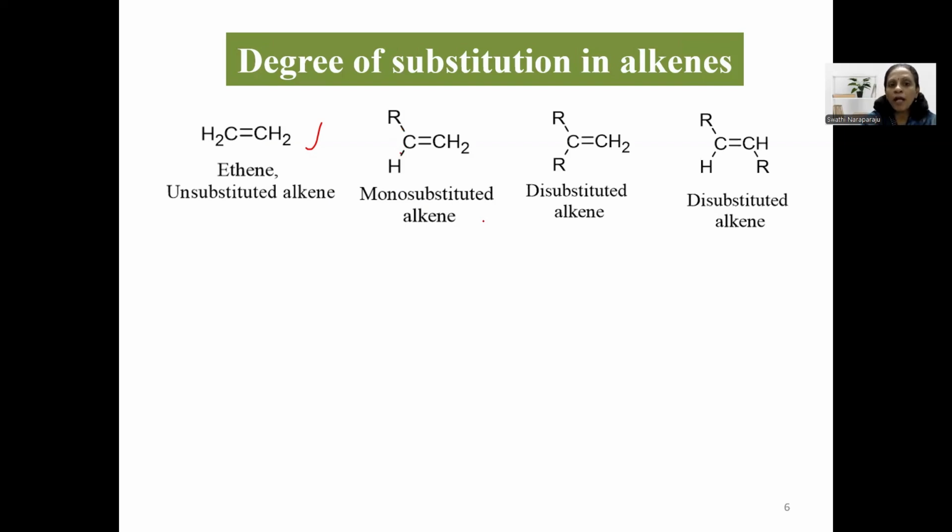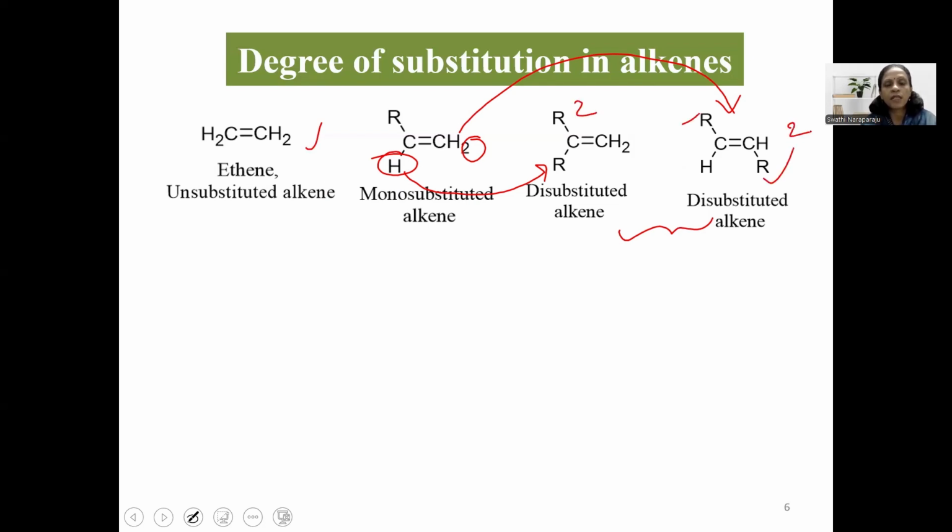Now if one more hydrogen of this monosubstituted alkene is replaced with an alkyl group, say this hydrogen, then we get a disubstituted alkene like this. Or if the hydrogen of the other carbon is substituted with an alkyl group, then we get a disubstituted alkene like this. These are the 2 examples of disubstituted alkenes. With respect to the doubly bonded carbon atoms, the overall substitution is 2 here and 2 here also, so they belong to the class of disubstituted alkenes.